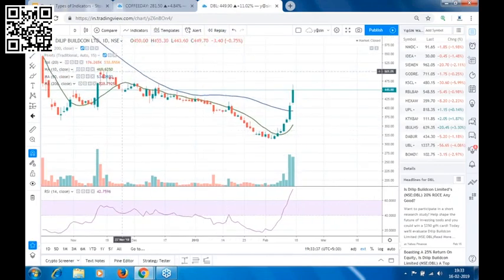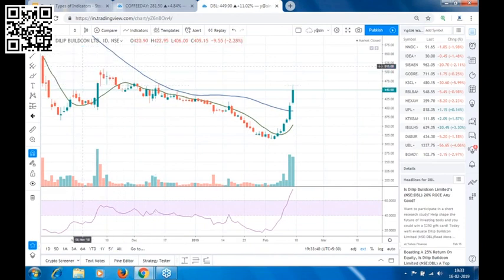Now, see, this is Dilip Buildcon. And as you can see, the stock is in a downtrend. The stock is continuously falling. And at this point, when the stock crossed the 10 period moving average in the upward direction, it took a support on the 10 period moving average for 2 days. And on the third day, we also gave this call on our Telegram channel on the same day.